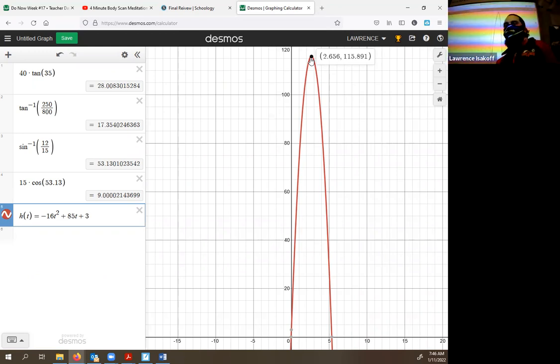Now, what would make more sense here for the time? If I'm kicking a football, does a time of 2.6 seconds make more sense, or does a time of 115 seconds make more sense? How long is the football in the air? If I throw a football, is it coming down quick or is it staying in the air a long time? Yeah, so 2 seconds makes more sense than over 100 seconds in the air, right?